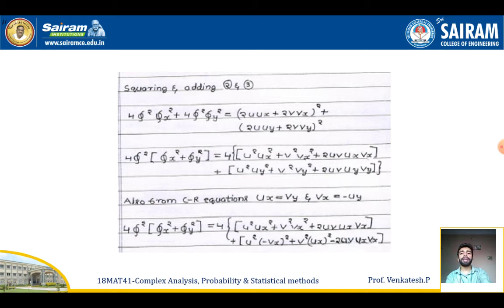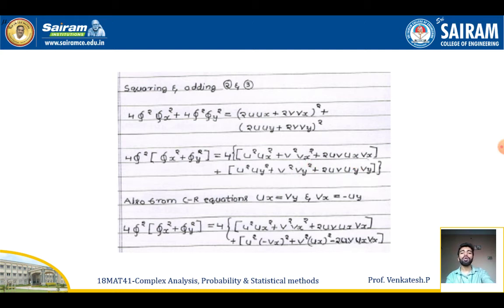So I can take 4 pi square as common factor. I'll be getting pi x whole square plus pi y whole square is equal to 4 times u square ux square plus v square vx square plus 2 times uv into ux vx, plus u square uy square plus v square vy square plus 2uv uy vy. This can be obtained by using the a plus b whole square formula. So from the CR equations, I can convert ux in terms of vy and vx in terms of minus uy. So I'm going to incorporate these values. I'm going to replace this uy as minus vx and this vy as ux, and the same thing here also.